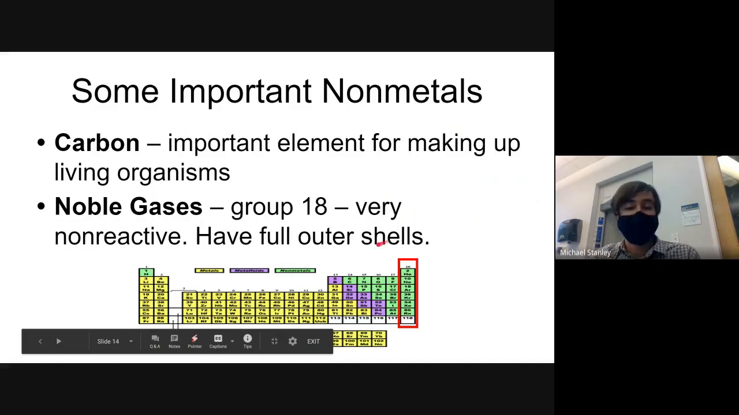All right, but that is our nonmetals over here, our brittle gases, our shiny and squishable and conductive metals, and then our kind of weird mix of both in the metalloids right here.